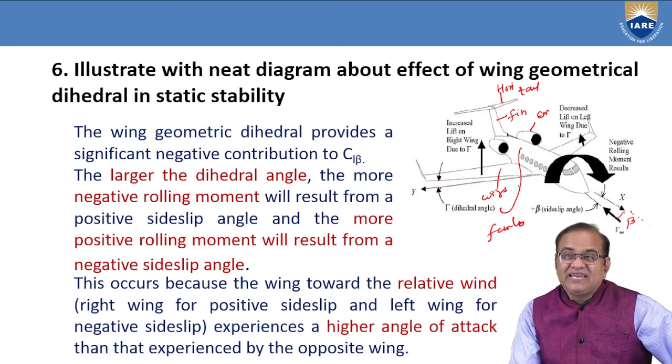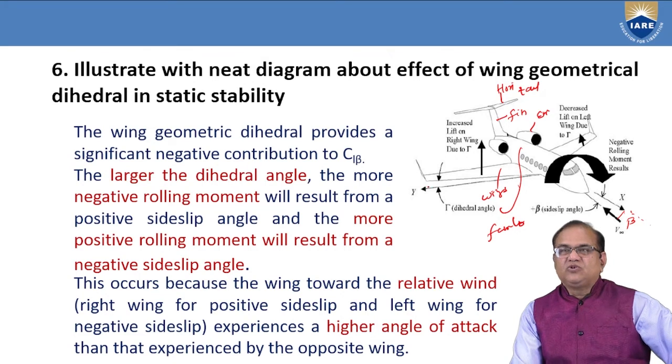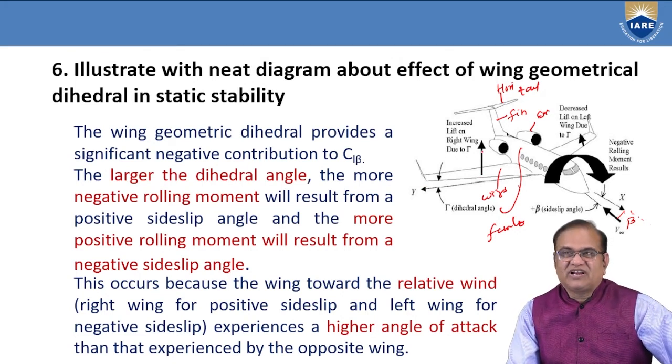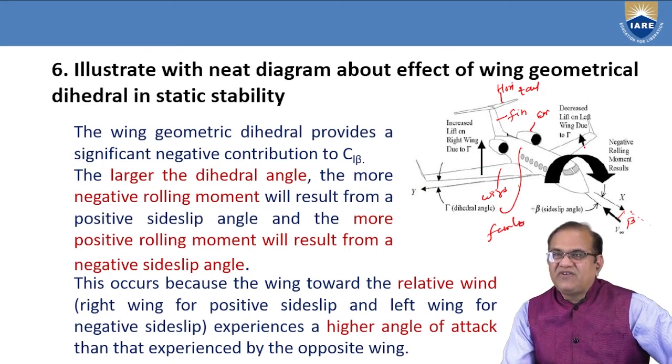If this dihedral is not there, both will be the same, and the lift will be the same. But here this gamma is used to generate additional lift on the right wing, and the effectiveness of beta will be reduced here. So the lift force generated decreases the lift on the left wing due to the gamma. So what will happen? This lift is high, so this lift into this distance from the CG will make the aircraft roll. It is shown like this.